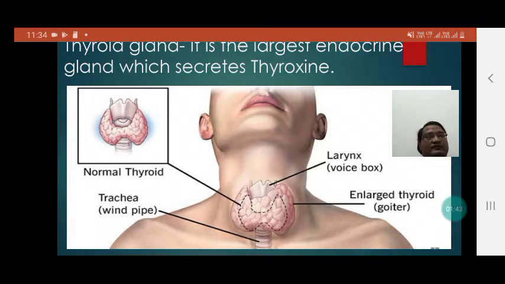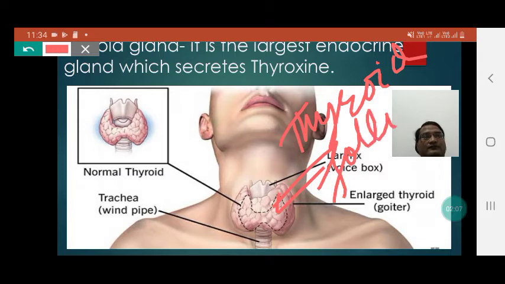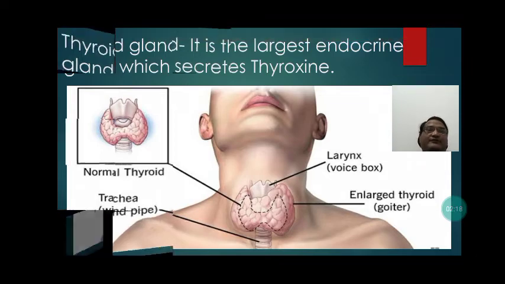There is presence of follicles, that is cells, which remain present in the thyroid, and that is why they are called as thyroid follicles. So students, the main function of the thyroid follicle is to secrete thyroxine.